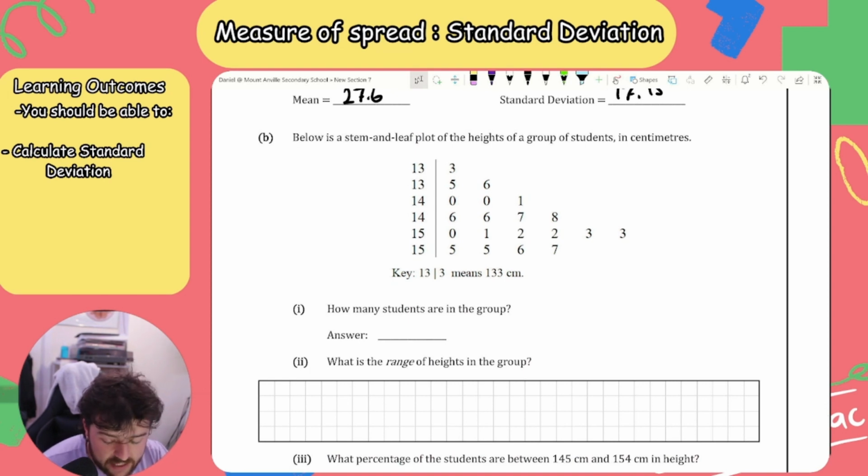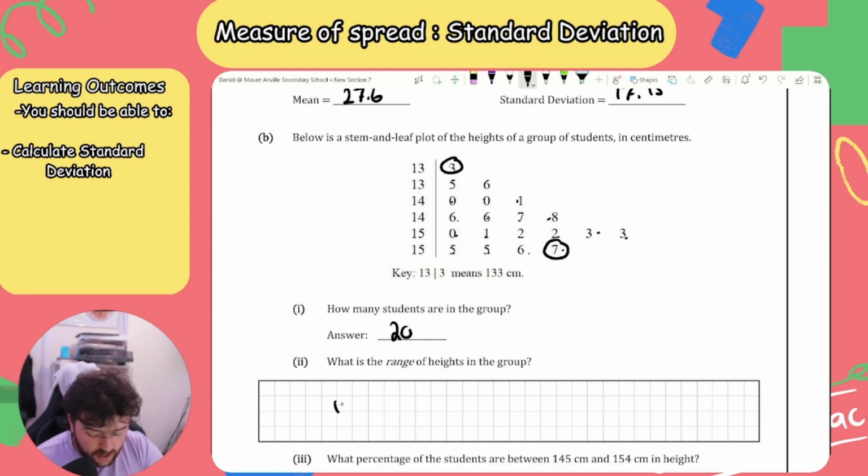The rest of this question doesn't have anything to do with it, but we might as well do it. Below is a stem and leaf plot of the heights of a group of students in centimeters. How many students are in the group? 1, 2, 3, 4, 5, 6, 7, 8, 9, 10, 11, 12, 13, 14, 15, 16, 17, 18, 19, 20. There are 20 students in the group. What's the range of heights? Biggest minus smallest: 157 minus 133.